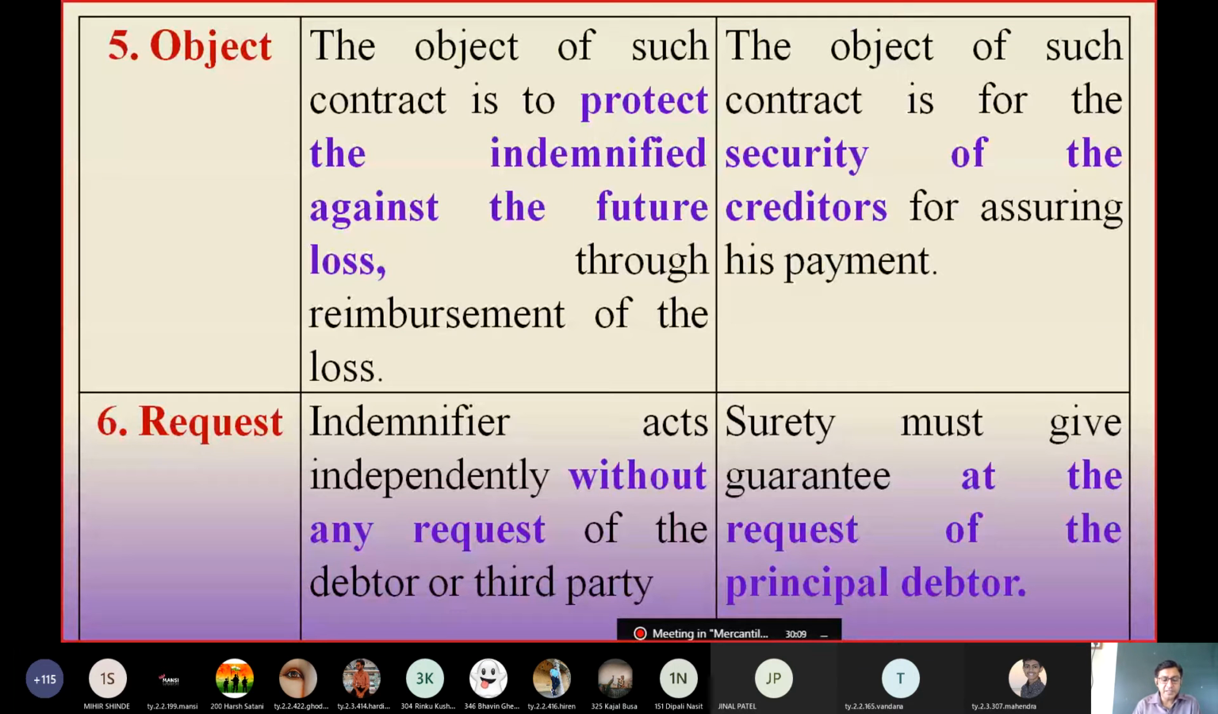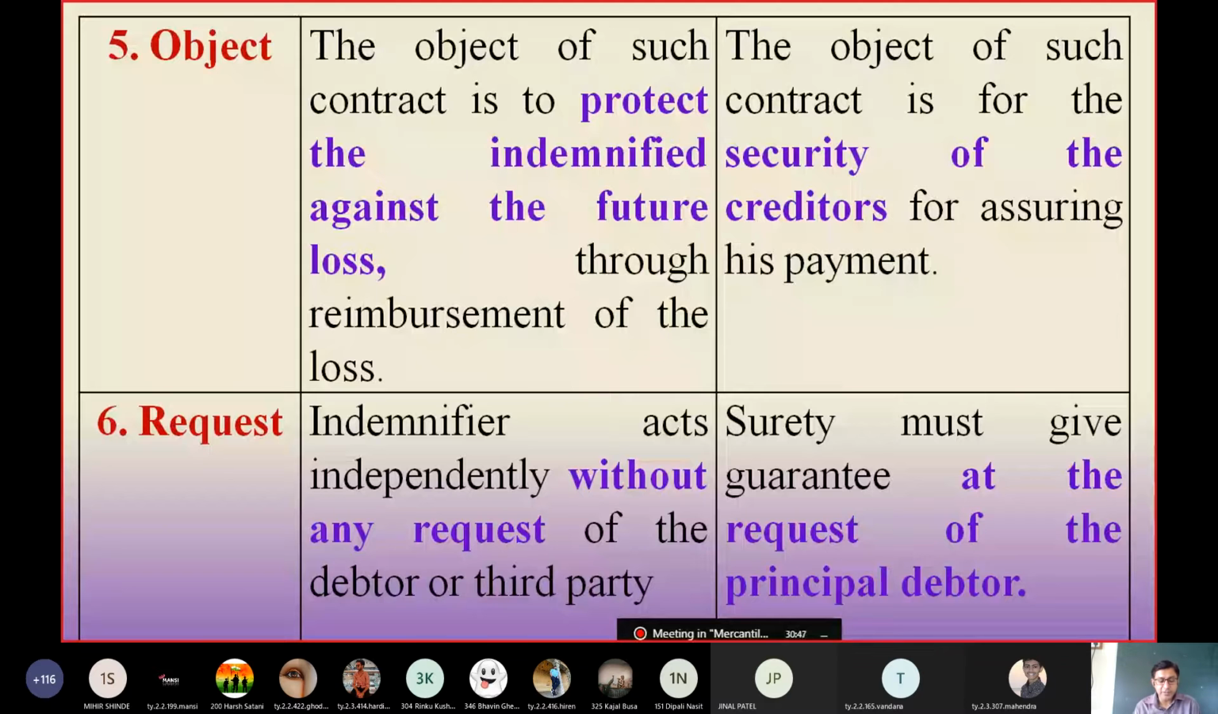Say for example, the promisee wants to take any property insurance, he will apply to take property insurance. And if the indemnifier, that is the insurance company, feels that it must provide insurance to the promisee, the indemnified, then it depends totally on the insurance company whether to provide the insurance or not. No request is needed from any third person. But in case of suretyship contract, that is guarantee, the surety must give guarantee at the request of the principal debtor only.